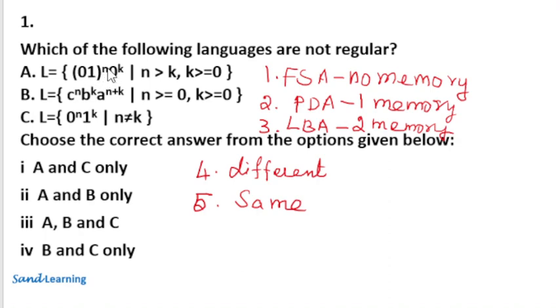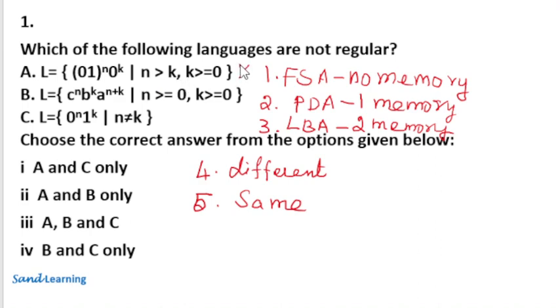So take the first language. This language has different powers: 0, 1 whole power n, 0 power k. So the powers are different. And if the powers are different, then it is regular, such that the condition is n is greater than k and k greater than or equal to 0. Since we need one memory element to keep track of this n and k, it is not regular. It is a context-free grammar.